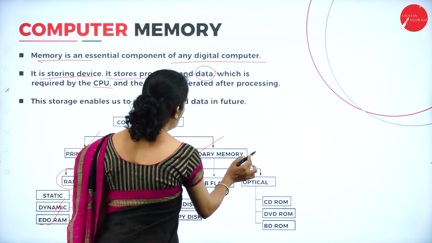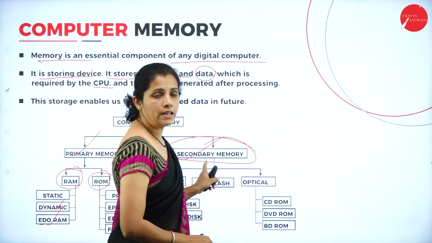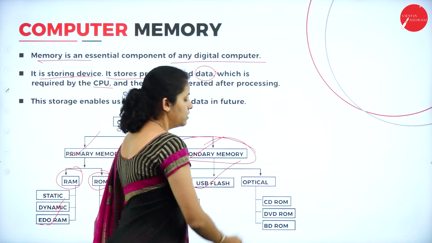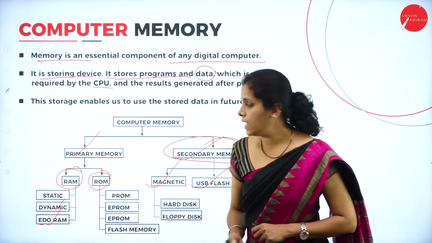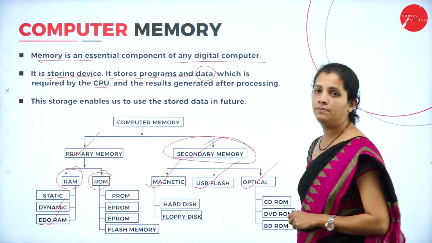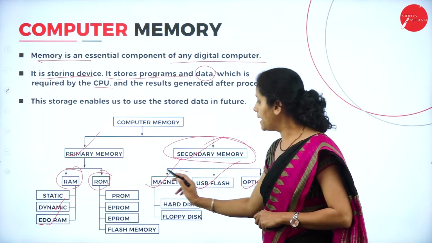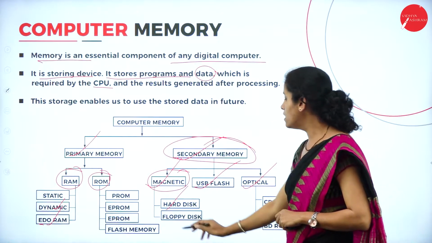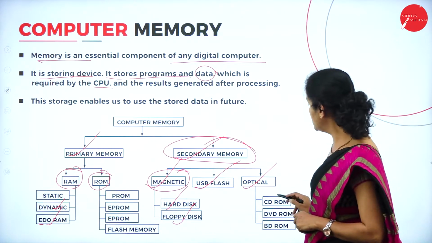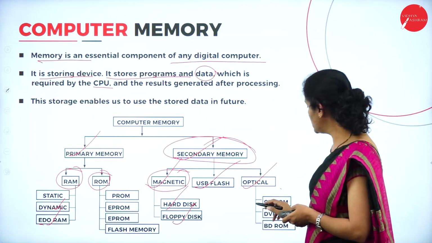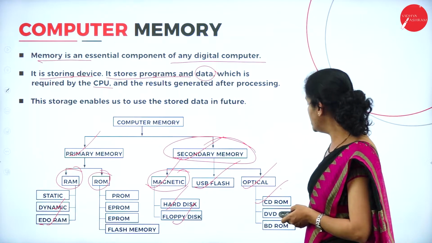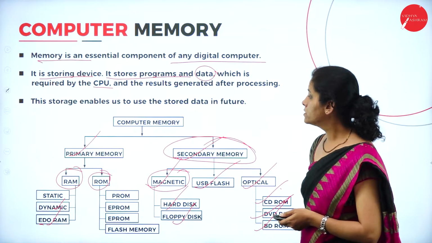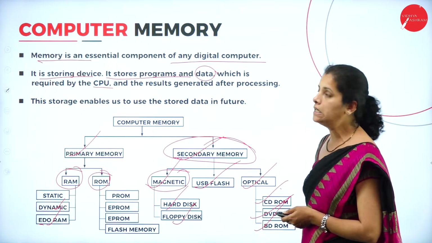Now, if I go with secondary memory, this secondary memory is classified into magnetic disk, USB flash, along with optical disk. So here magnetic disk is once again classified into hard disk, floppy disk, and if I consider optical disk, it is once again classified into CD-ROM, DVD-ROM and BD-ROM. That is nothing but Blu-ray disk.